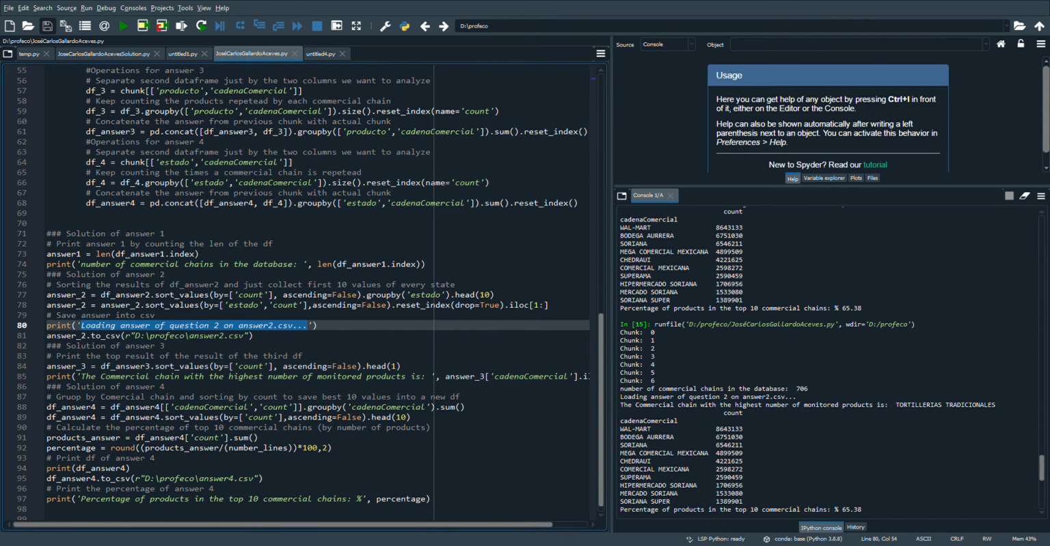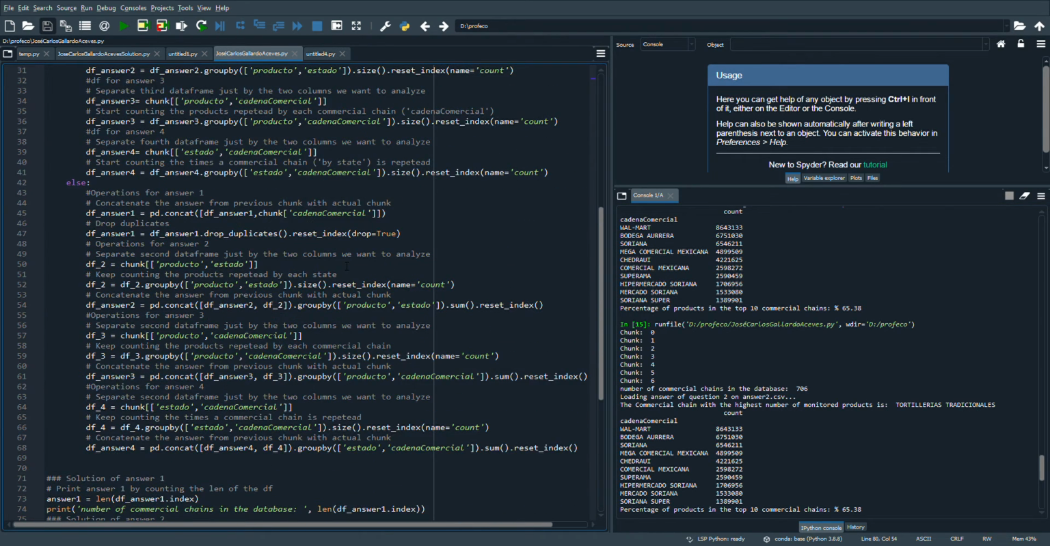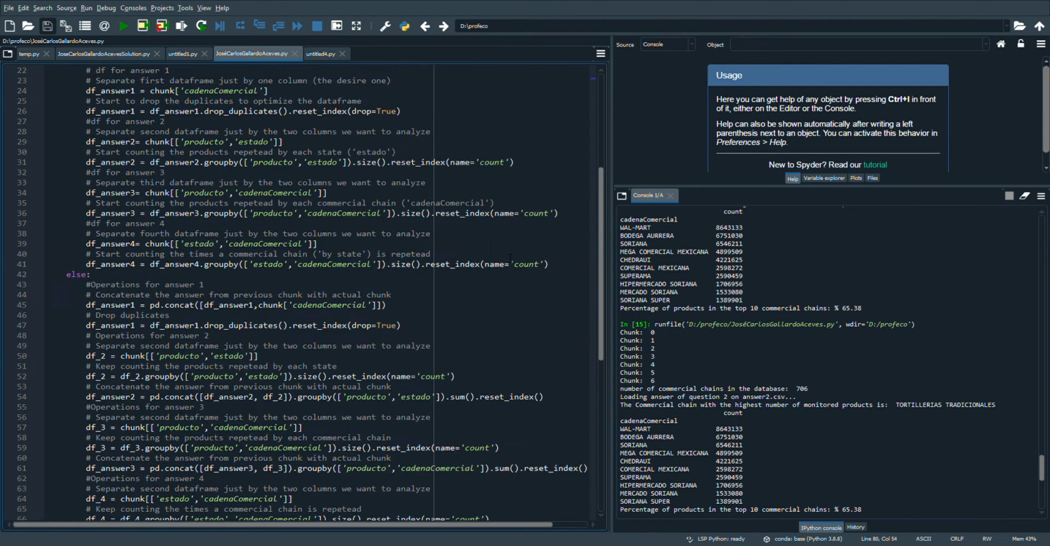And then for the third question, which is the commercial chain with the highest number of monitored products, the solution was really like question two. I create the chunks with just two columns, products and commercial chain. I create a count to see which commercial chains have the most products, and then calculate the top one. So the top one was the commercial chain Tortillerías Tradicionales.